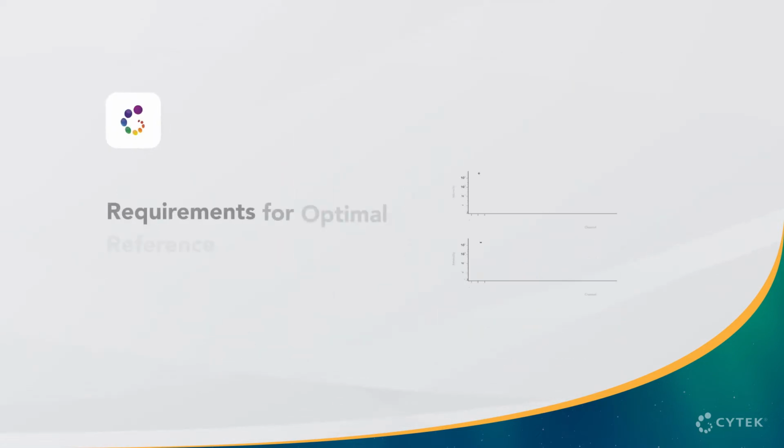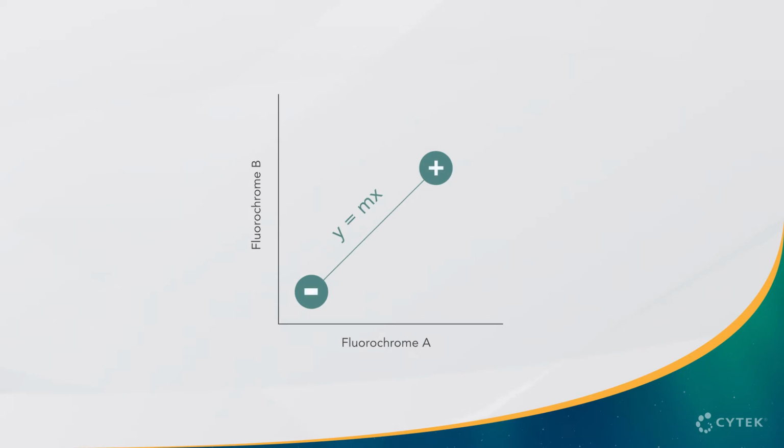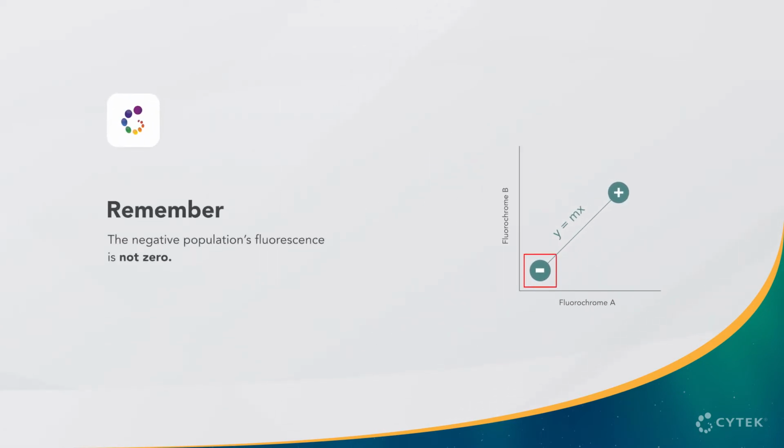Next, we have requirement 2. The positive and negative particles in a reference control must have identical autofluorescence characteristics. The spillover of a fluorochrome is calculated from both the positive and negative populations. It's important to remember that the negative population's fluorescence is not 0.